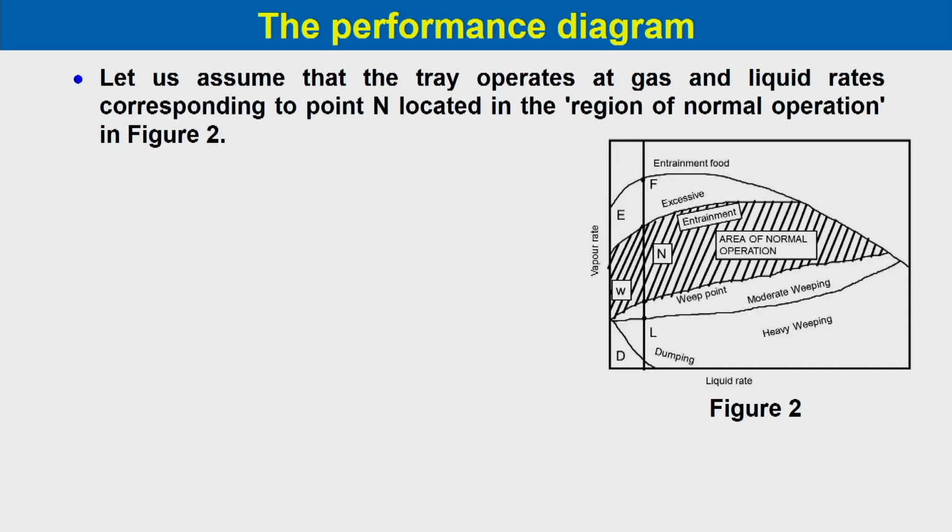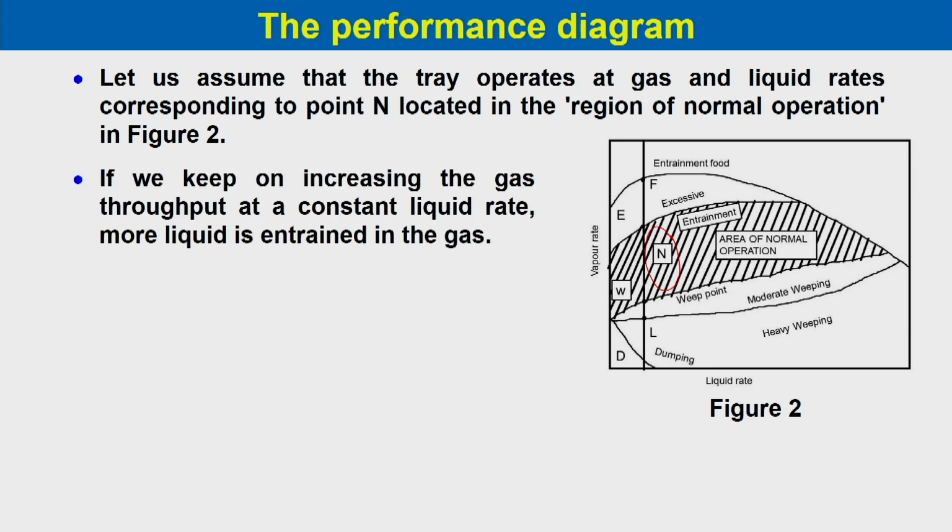Now, let us assume that the tray operates at gas and liquid rates corresponding to point N, in the region of normal operation. So, we call it normal operation in this figure, and if we keep on increasing the gas throughput at a constant liquid rate, so let us keep the liquid rate constant over here, and we increase the gas flow rate or the vapor rate.